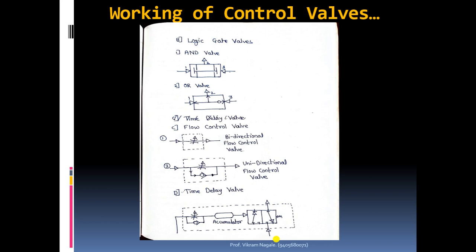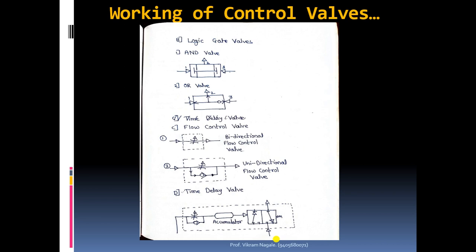Now here, as we are controlling the cross section of the line for the flow control valve, obviously we can control or vary the time required to fill the accumulator.